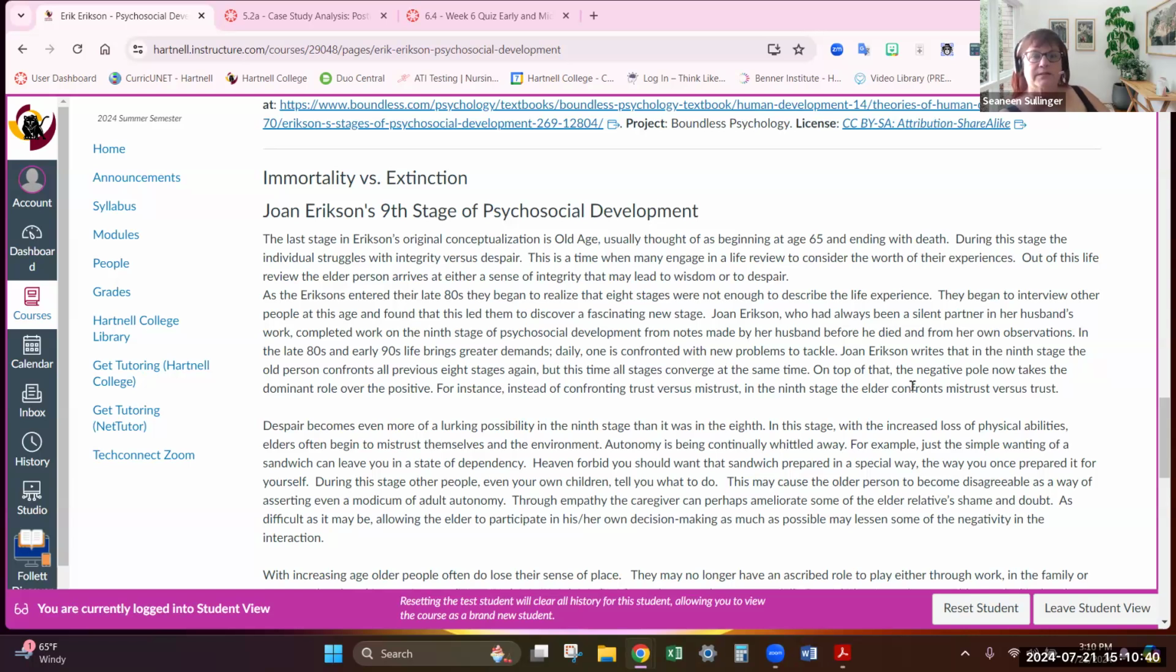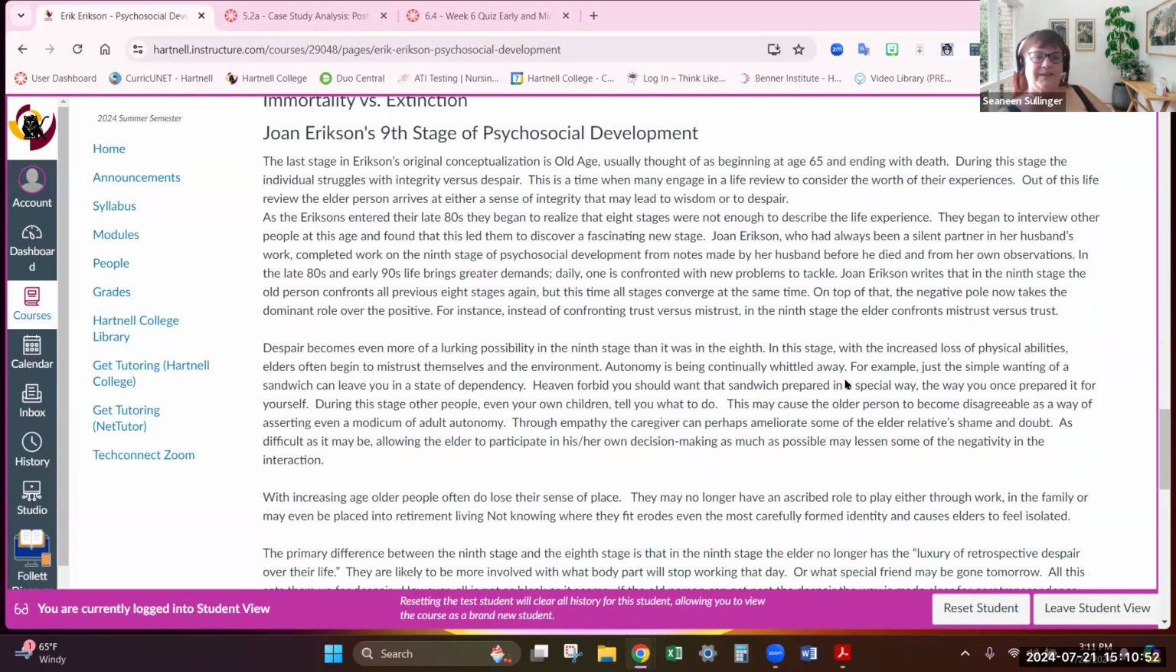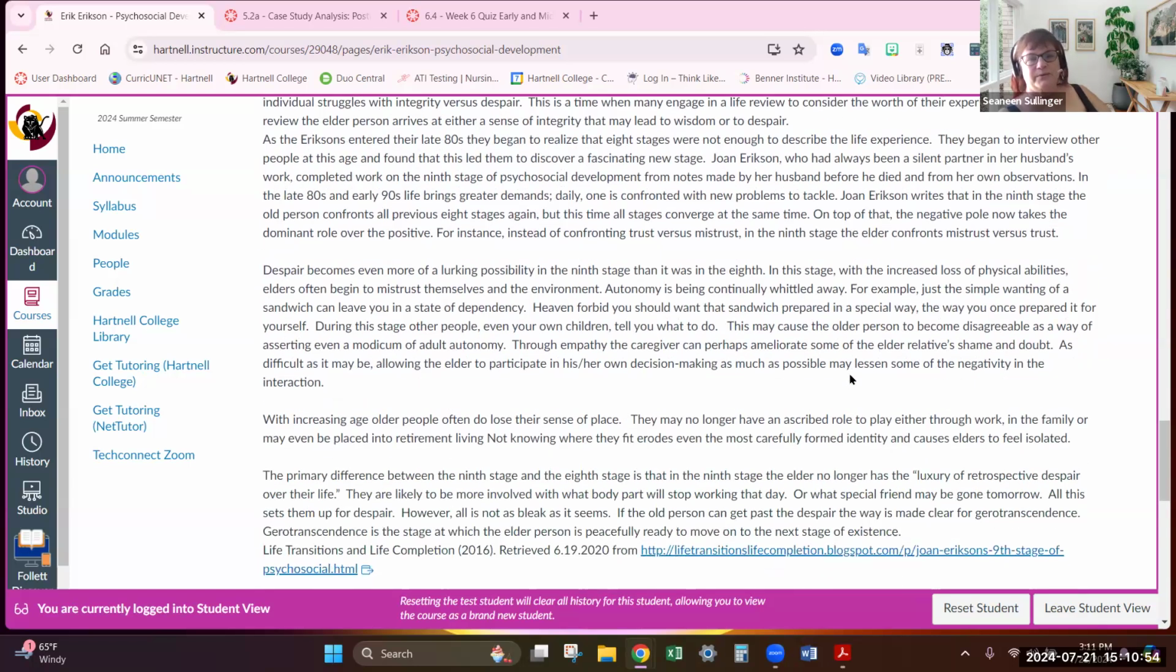We want them to be as independent as possible, which sounds like toddlers. They might want things a certain way. They might say no a lot. I just thought that was really interesting. And you lose your sense of place or the role that you have. So there's your role identity.